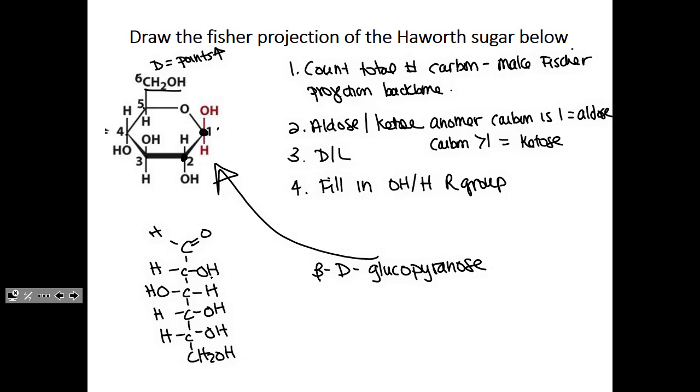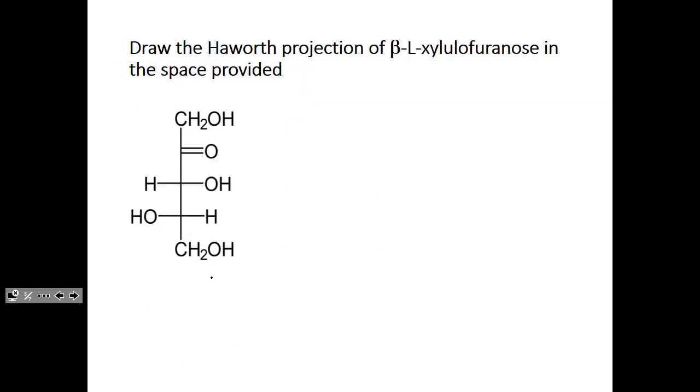Okay. It's not a pyranose, so the actual Fischer projection, that's for the ring structure, would be beta D glucose. Sorry, just D glucose. There's no beta because it's not a ring. So D glucose. Okay? All right, let's draw now the Haworth.